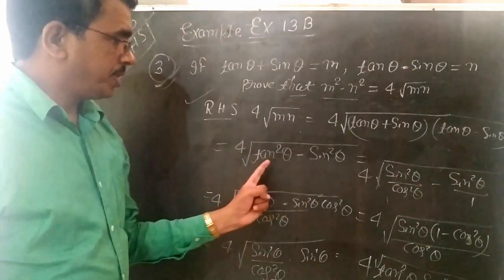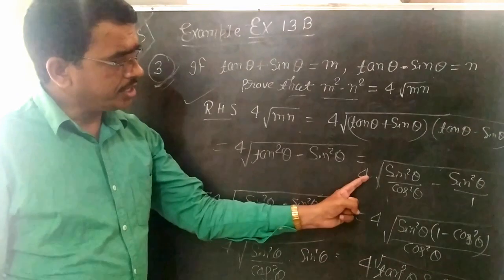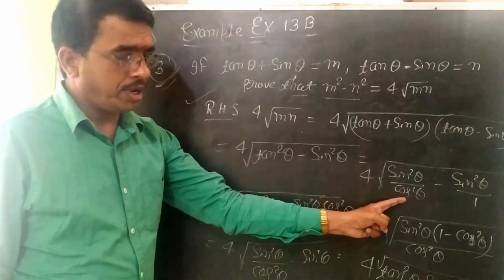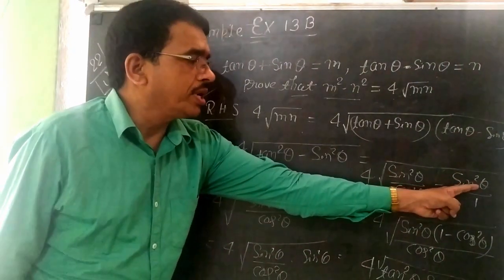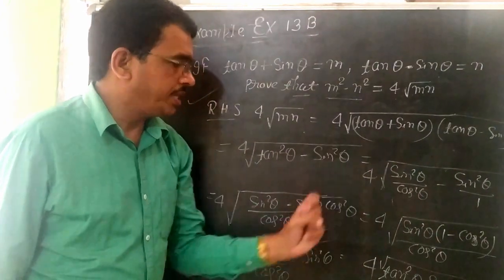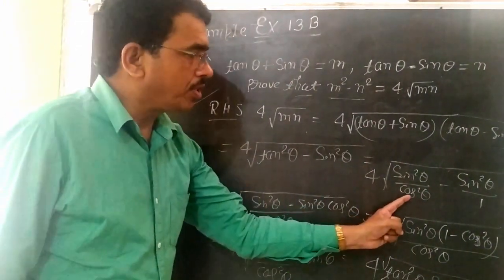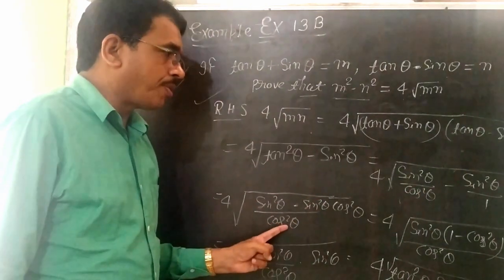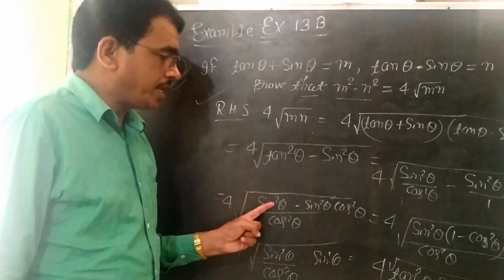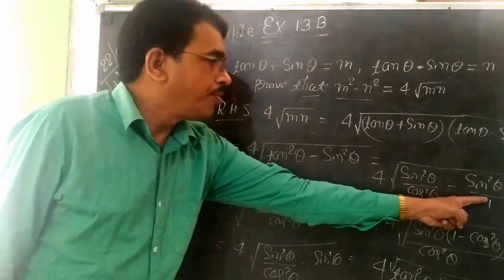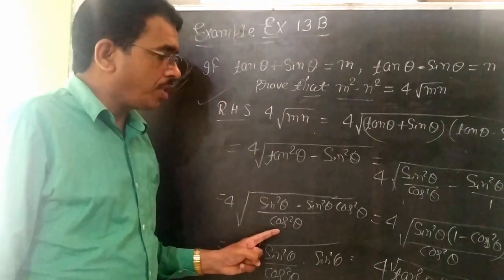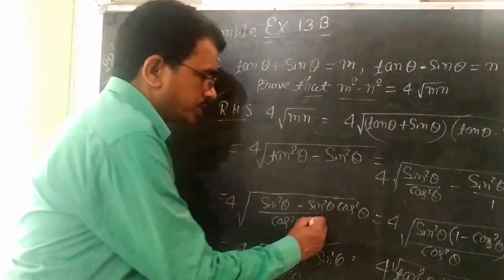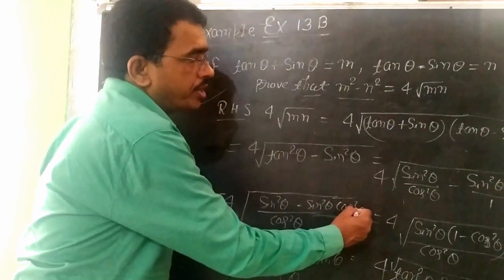Next step, this is tan square theta, which is equal to sin square by cos square, and minus sin square theta. Here write 1 over anything. So now take the LCM, cos square and 1, that is cos square. Cos square divided by cos square, 1 into sin square, that is sin square, minus 1 divided by cos square, then it is sin square into cos square.